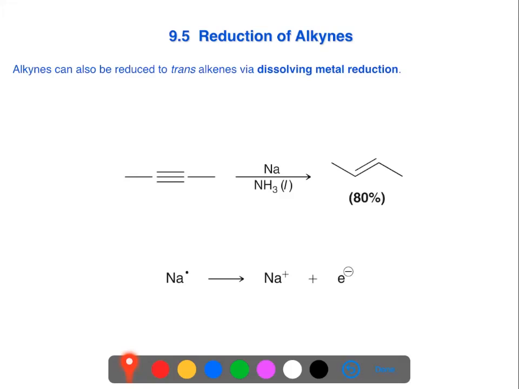So to start out, it's important to recognize that sodium metal is used in this reaction. And so sodium metal will prefer to give up its electron in the formation of the sodium cation. And so that becomes the mechanistic basis for this reaction. So let's look at that in more detail.